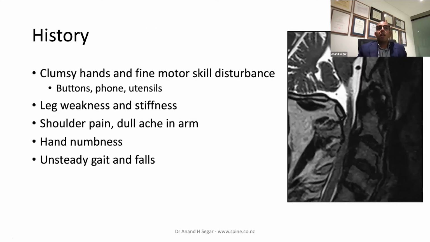Patients with myelopathy have clumsy hands and disturbance in fine motor skills. So the questions I ask them are whether they have trouble putting on their buttons, for women putting on their earrings or their bracelet or their necklace, using the phone, or using utensils or chopsticks. They can have leg weakness and leg stiffness. They can get shoulder pain or a dull ache in their arm, numbness in both of their hands, and unsteady gait and falls.